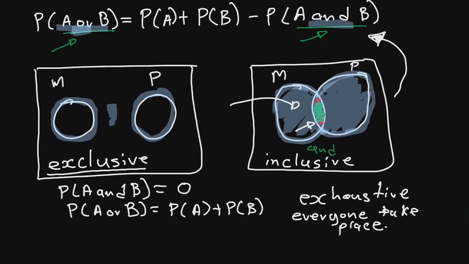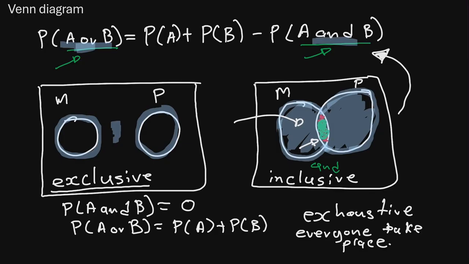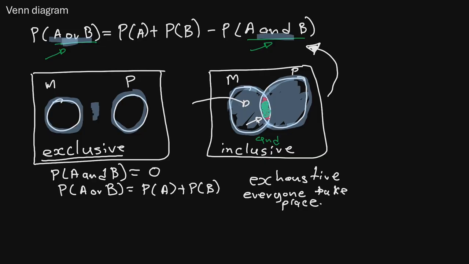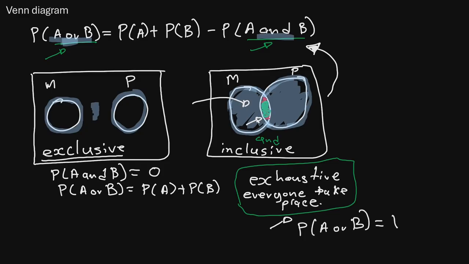So if we have exhaustive events, this will mean that the probability of A or B is going to be 100% because now everyone is participating. We don't have anyone that is not participating in maths or physical science. So for exhaustive events, whereby we don't have an outsider, the probability of A or B is going to be 100%, and then 100% is represented by 1. So the probability of A or B for exhaustive events is going to be 1.